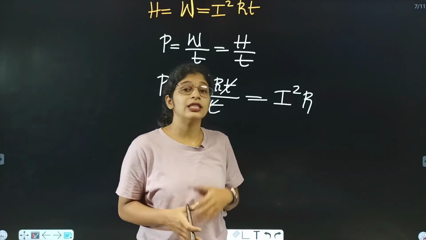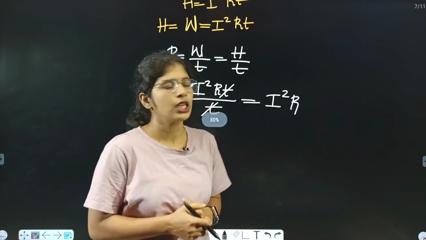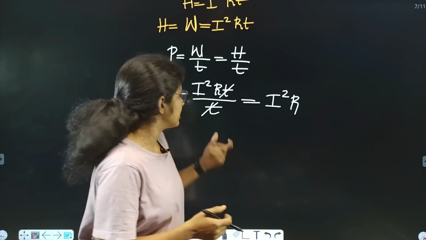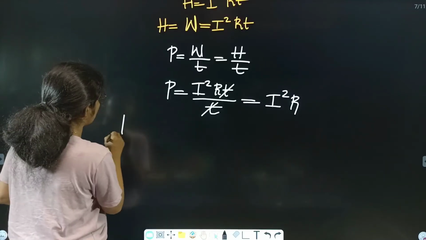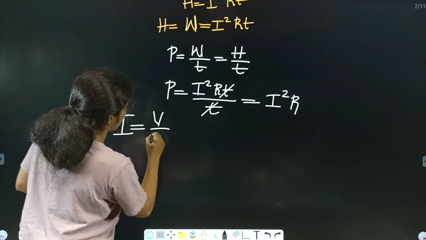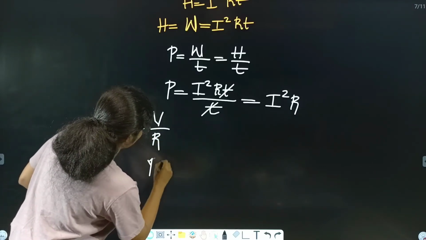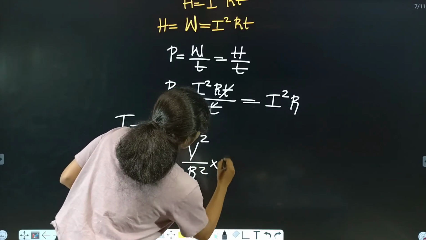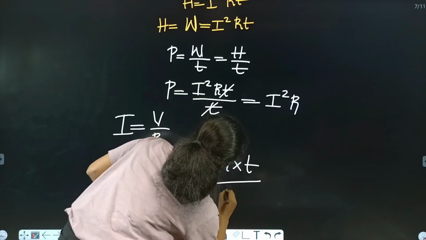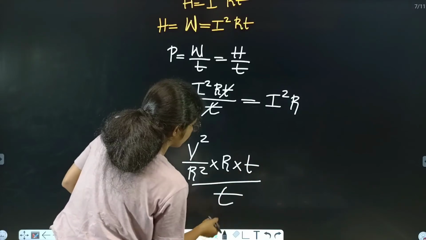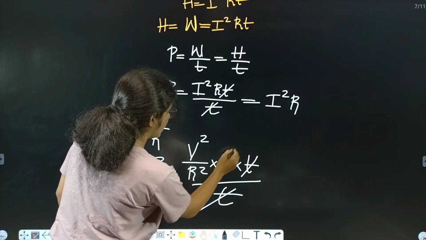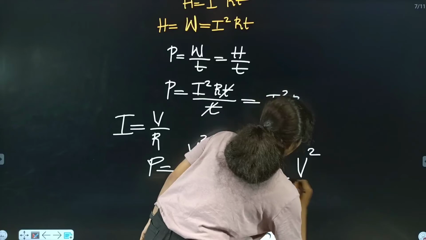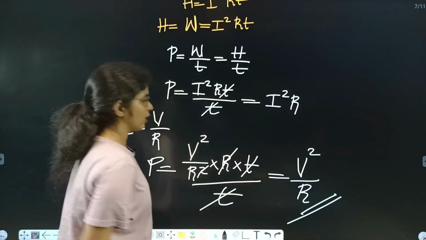Now try to recollect what we did in Joule's law. We substituted the value of potential difference and resistance using Ohm's law, right? In the same way, using Ohm's law, I is equal to V by R. So power is equal to V square by R square into R into T, whole divided by T. First, T and T get cancelled, and this R also gets cancelled. What is left? V square by R. So this is the second equation.